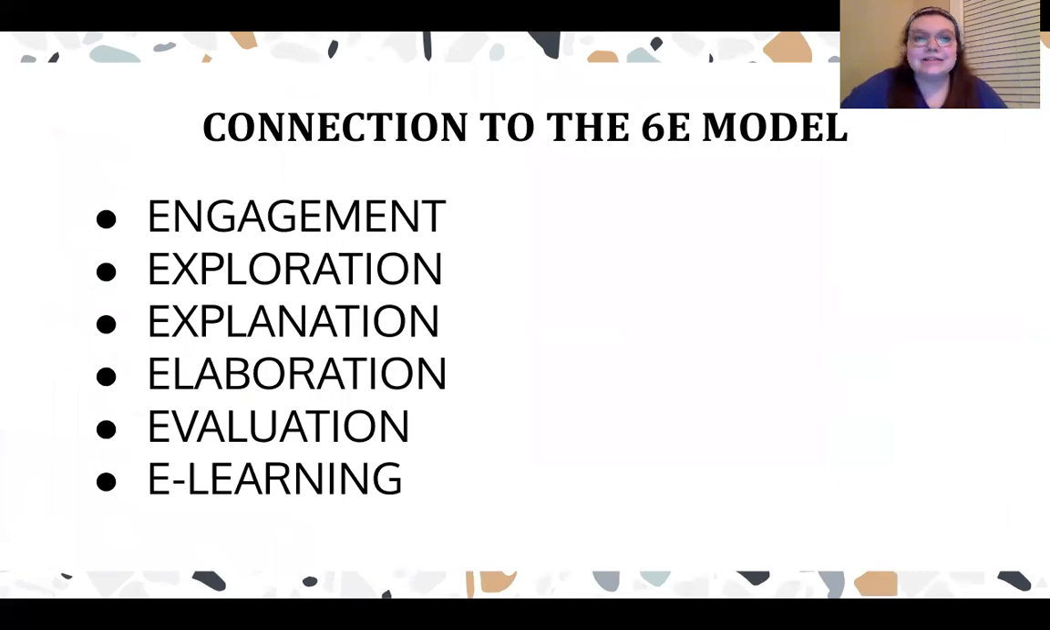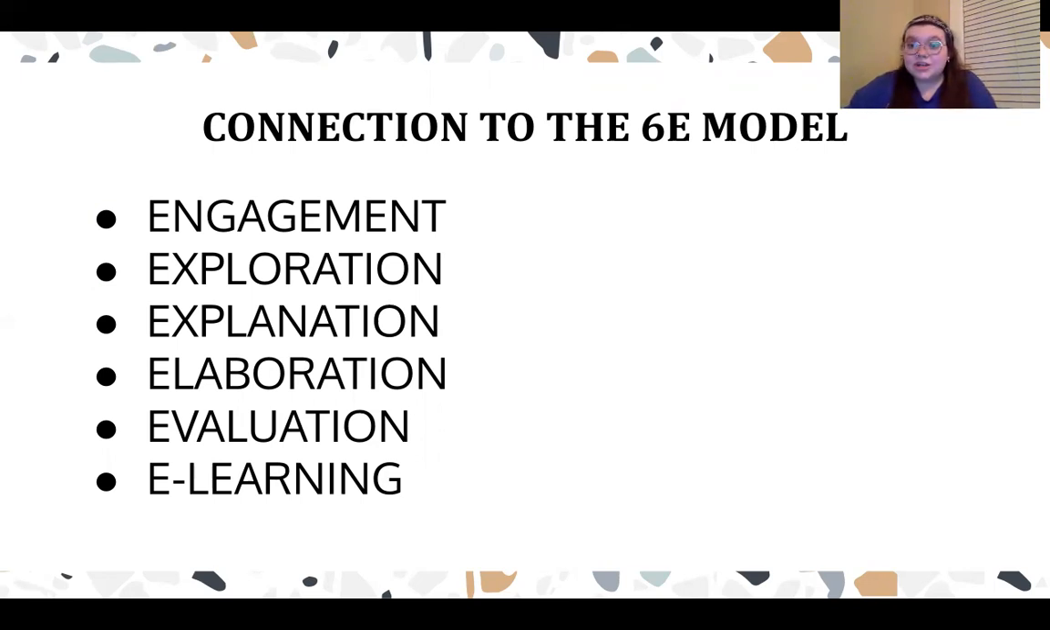Which brings me into the last slide of my presentation, which just talks about how this standard and this particular lesson that I'm sharing with you connect to that 6E model that we really strive for. So with engagement, I like to think that this is a pretty engaging lesson. It lets students be hands-on, really get in there and get dirty with the sand and the different elements. And there's also a lot of conversation opportunity within this lesson, which is really good because it gets students thinking and making connections to the real world.